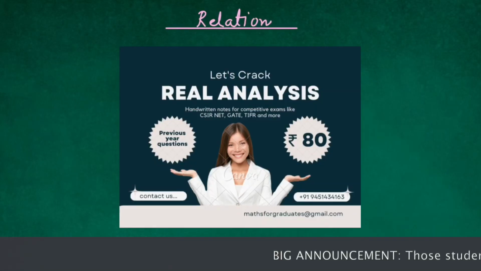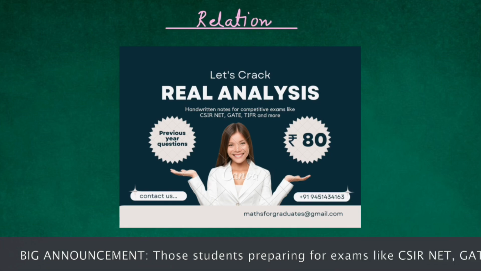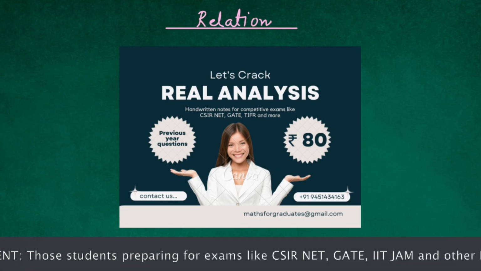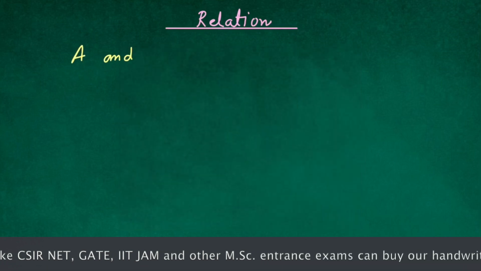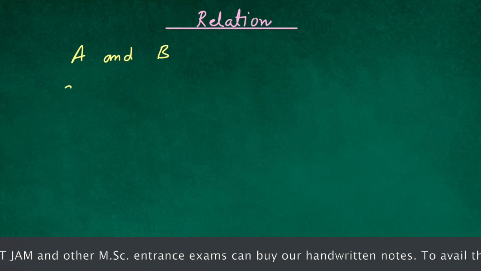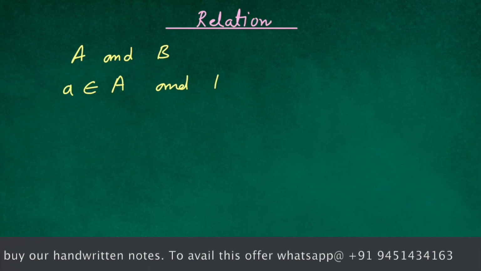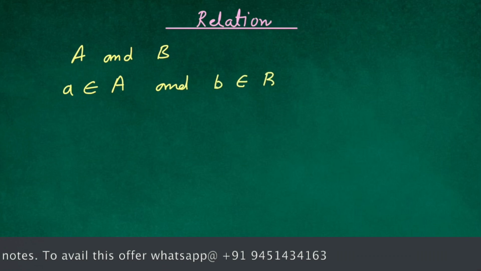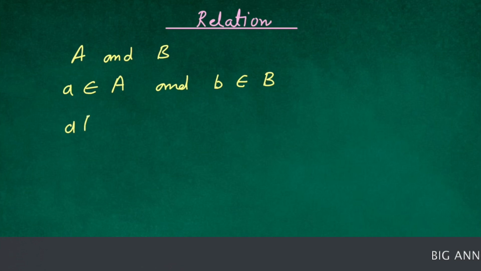Today we'll see what is the definition of relation in mathematics. So let's start. Suppose we have two sets A and B, and small a is some element of set A and small b is some element of set B. Then if a is related to b, we can write this as a R b. Here R is the relation.